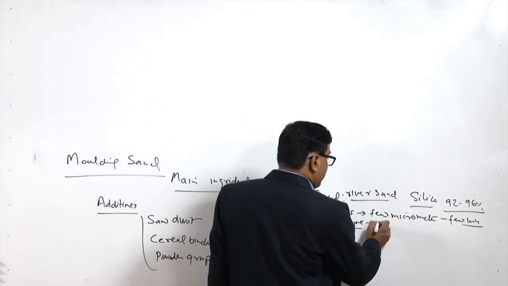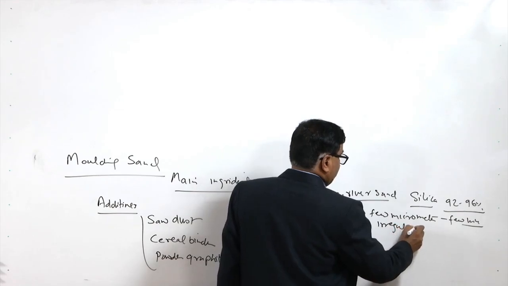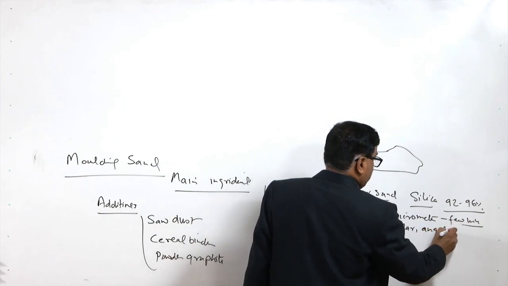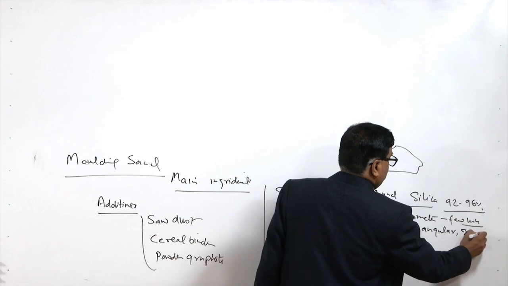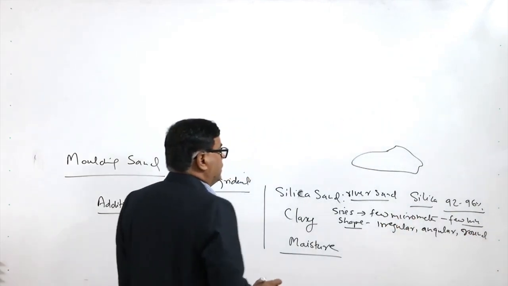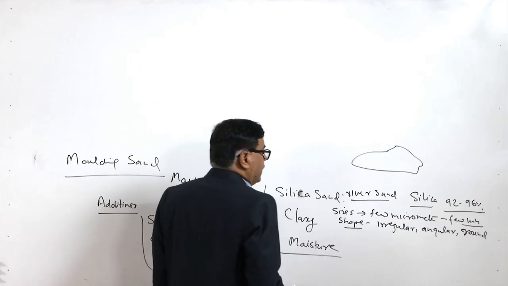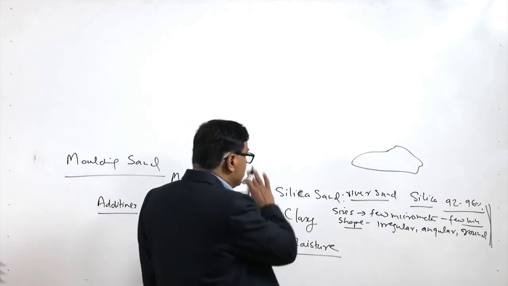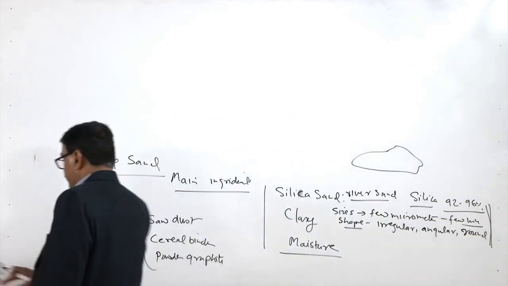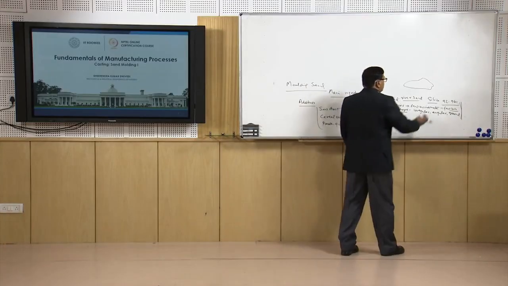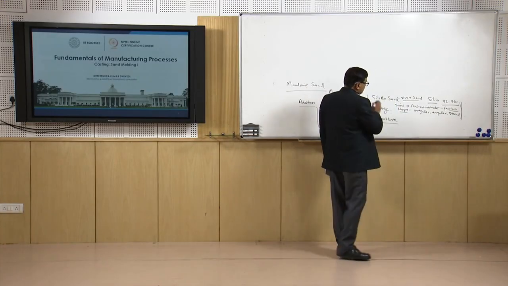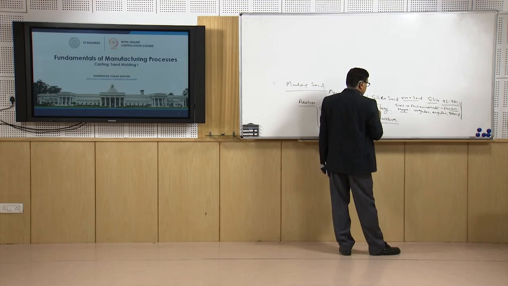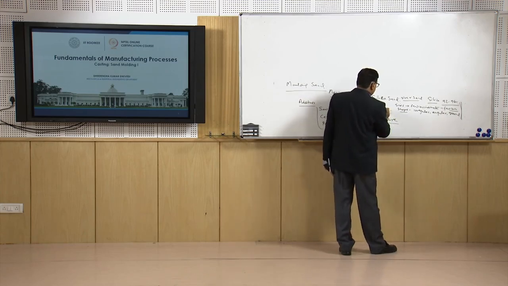Shapes may be very irregular, just like this, or very angular, or round, like this. These are some of the shapes, and these characteristics affect a number of properties related with the sand mould. I will talk about the sand and the properties which are affected by the silica sand, and then coming to the clay.